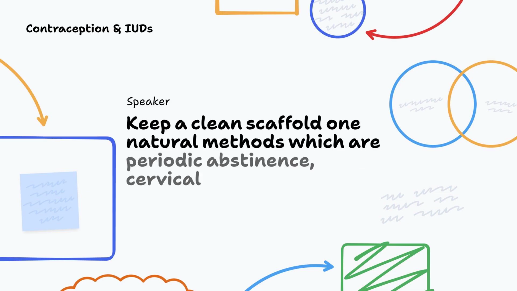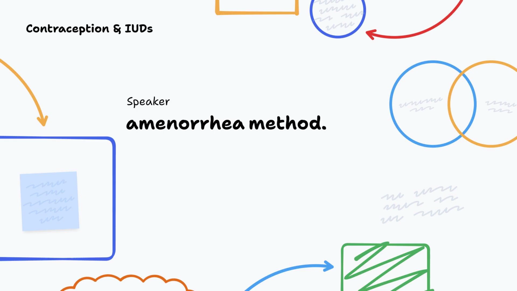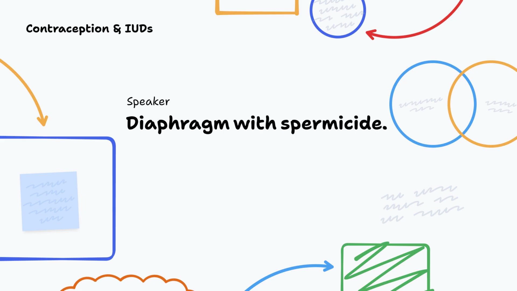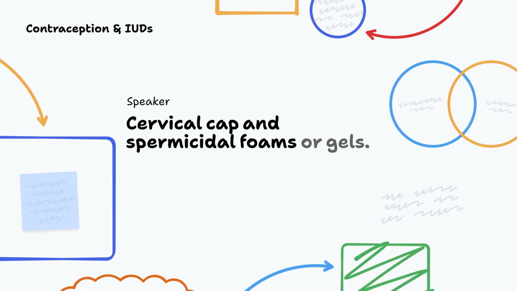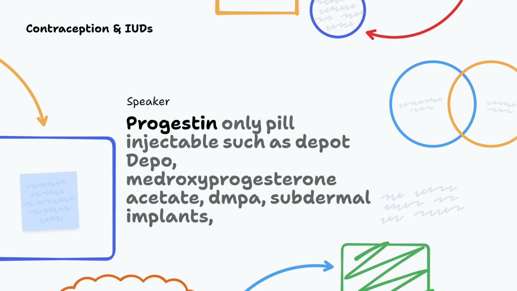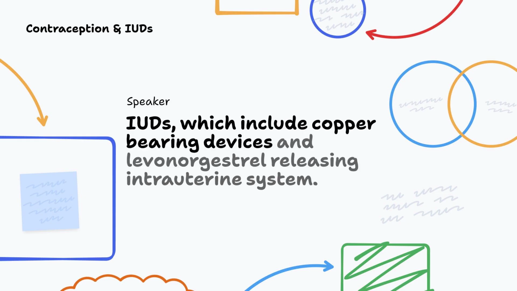1. Natural methods, which are periodic abstinence, cervical mucus method, basal body temperature, the standard days method, and lactational amenorrhea method. 2. Barrier methods, which constitute male and female condoms, diaphragm with spermicide, cervical cap, and spermicidal foams or gels. 3. Hormonal methods, namely combined oral contraceptive pill, progestin-only pill, injectables such as depo-medroxyprogesterone acetate DMPA, subdermal implants, transdermal patch and vaginal ring. 4. Intrauterine devices IUDs, which include copper-bearing devices and levonorgestrel releasing intrauterine system.